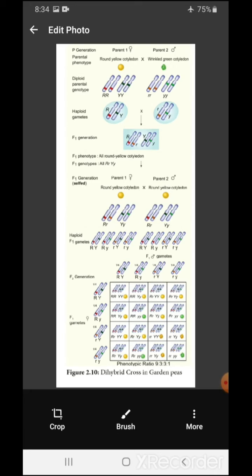This is the character. So character-wise we are going to predict the F1 generation: capital R, small r, capital Y, small y. Then it undergoes selfing. That self undergoes to produce 4 types of gamete: capital R capital Y, capital R small y, small r capital Y, small r small y.